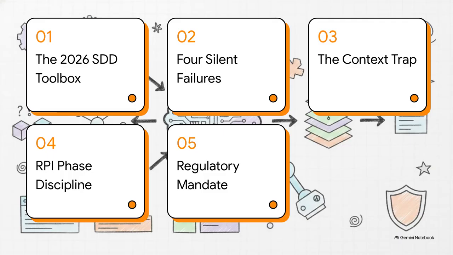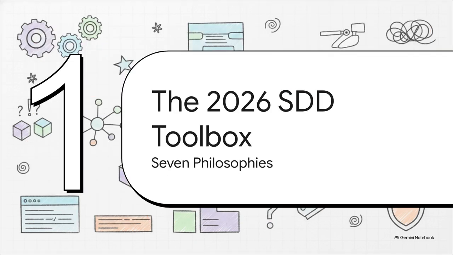We'll be looking at the 2026 SDD Toolbox, 4 silent failure modes, the context contamination trap, the RPI phase discipline, and finally the regulatory compliance mandate. Let's dive right into Section 1, the 2026 SDD Toolbox.